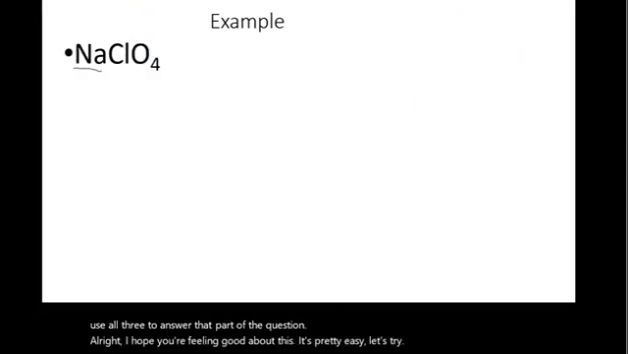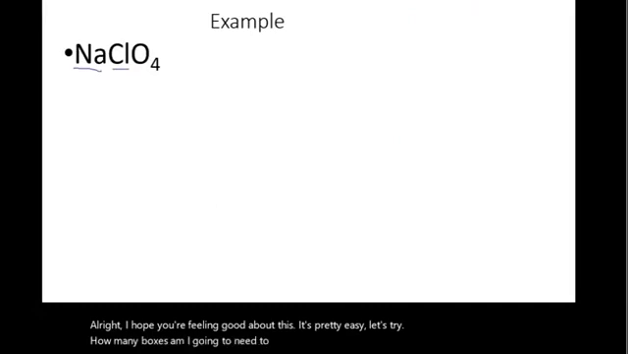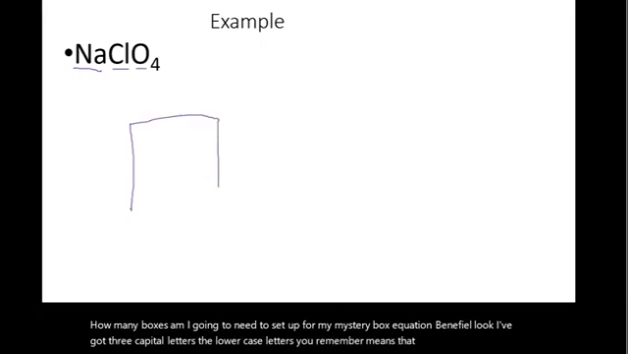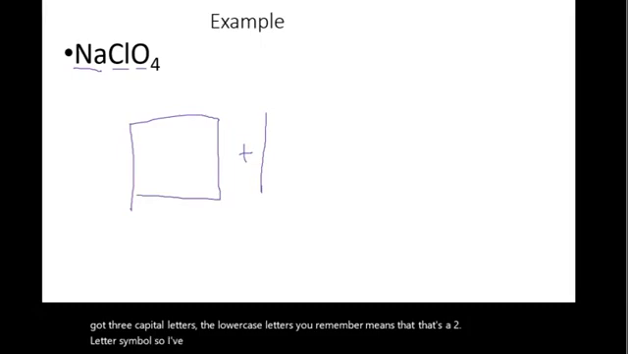How many boxes am I going to need to set up for my mystery box equation? If you'll look, I've got 3 capital letters. The lowercase letters, you remember, mean that that's a 2-letter symbol. So I've got 3 different elements here.